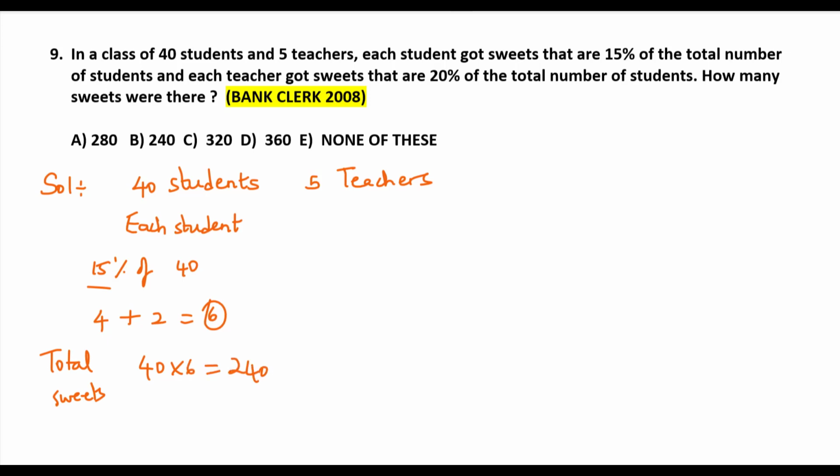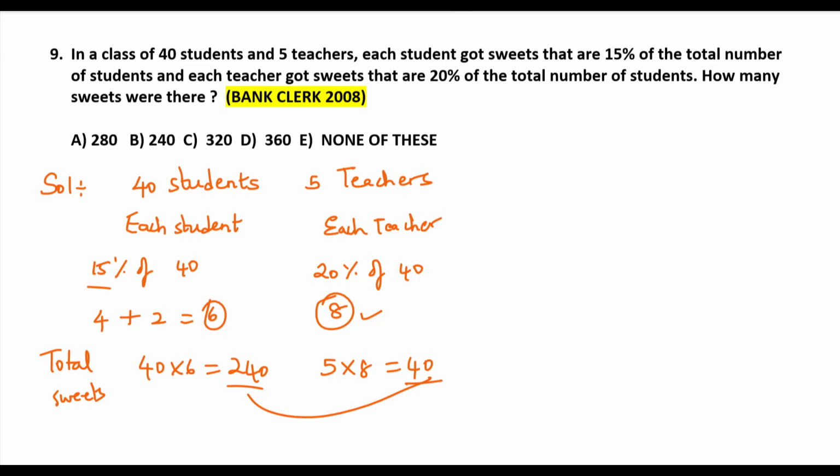Now coming to teachers, each teacher got 20%. What is 20% of 40? It is 8. So each teacher got 8. Total sweets that the teachers will get is 5 into 8, that is 40. So students must have got 240 and teachers 40. These two, if you add, you get your answer. That answer is 280.